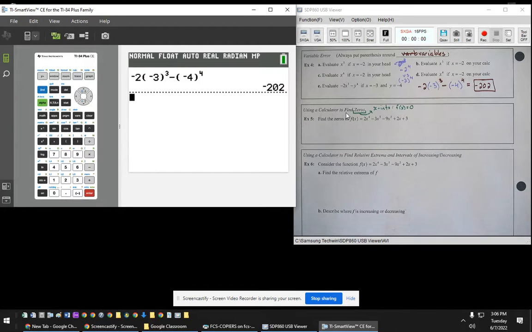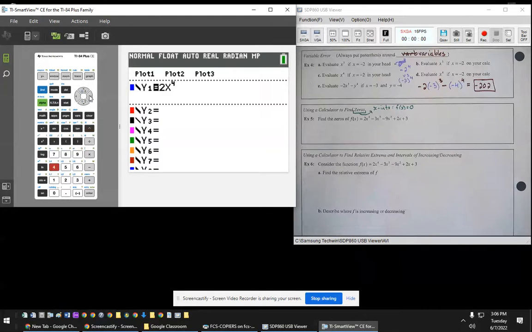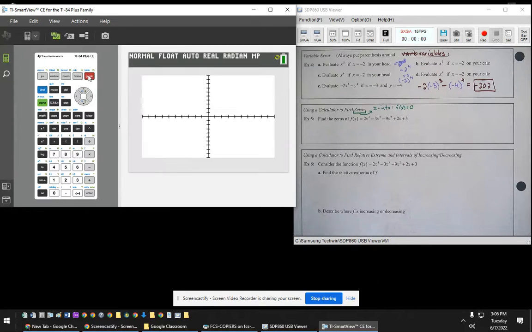So if I wanted to figure out the zeros of this equation, I would start off by graphing that equation. So 2x to the, now remember, this is the x button next to alpha. 2x to the fourth, subtract 3x cubed, subtract 9x squared, plus 2x, plus 3.